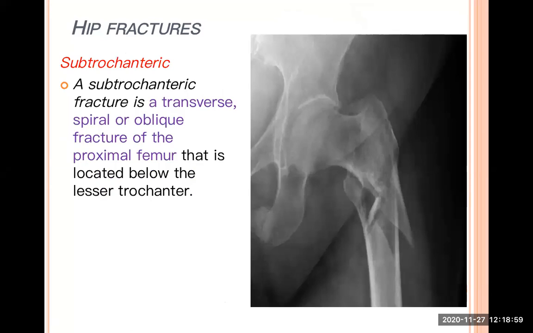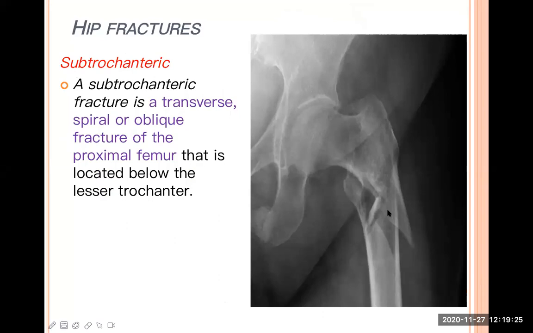Subtrochanteric is another one. Look at this fracture. It's a bad looking fracture here. See this area. So subtrochanteric fracture can be a transverse, spiral, or oblique fracture of the proximal femur that is located below the lesser trochanter. That's why we call it subtrochanteric, below the trochanter fracture.